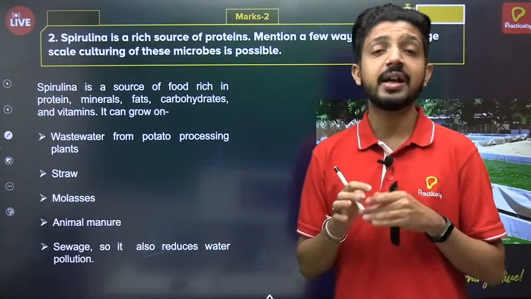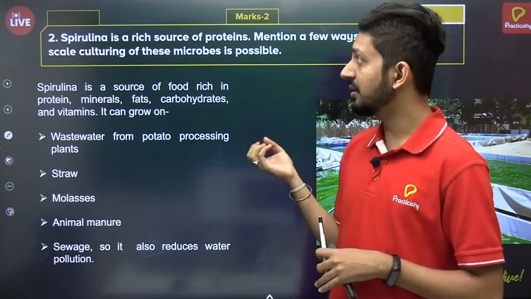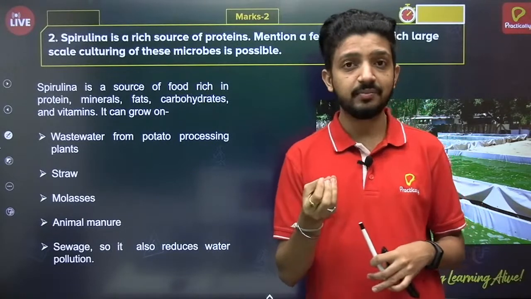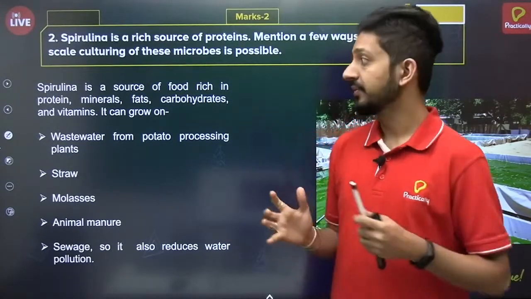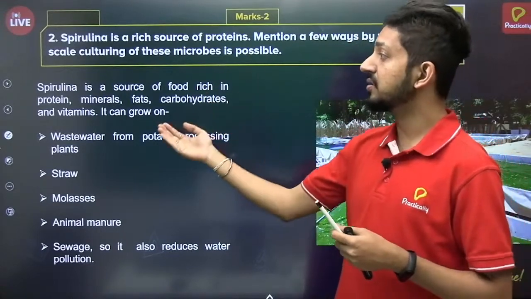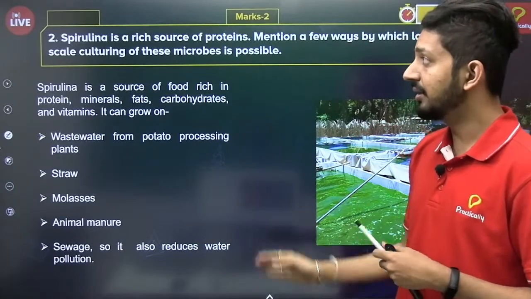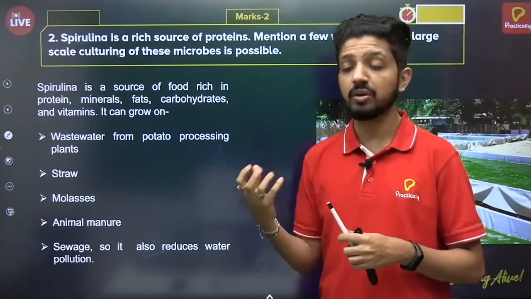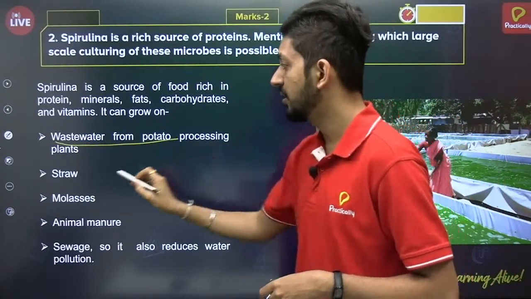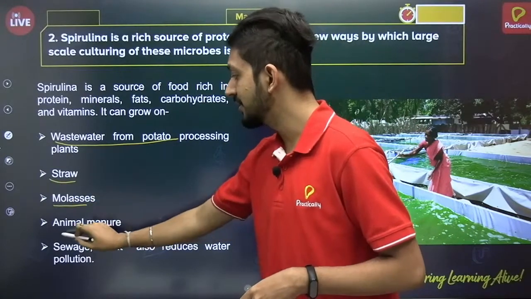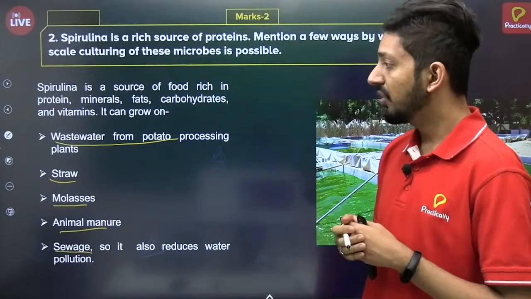So it is also called a single-celled protein, because spirulina is one such organism which is a unicellular organism, and from which we can obtain a huge amount of protein. And obviously, along with that, it is also rich in minerals, fats, carbohydrates, vitamins, etc. So these are the various ways where it can be cultured or grown on a large scale. What are those? That is wastewater from potato processing, straw, molasses, animal manure, and sewage. So it also reduces the water pollution.